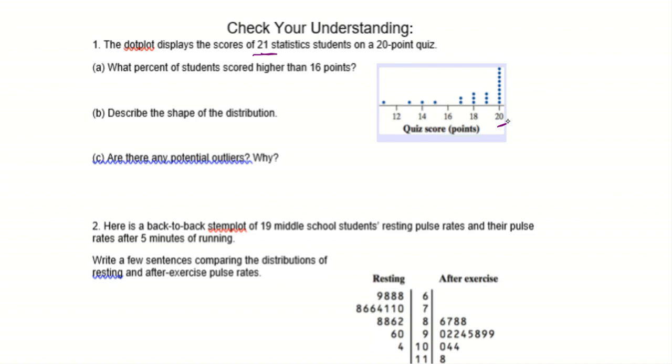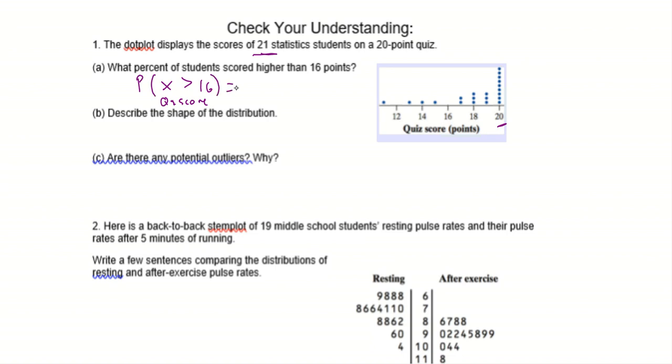All right, what percent of students scored higher than 16 points? So we're looking for the percent where the quiz score is going to be higher than 16 points. We're going to have our x being the quiz score, and we're looking for the percent where it's greater than 16 points. Really, the probability statement is what we're looking for.